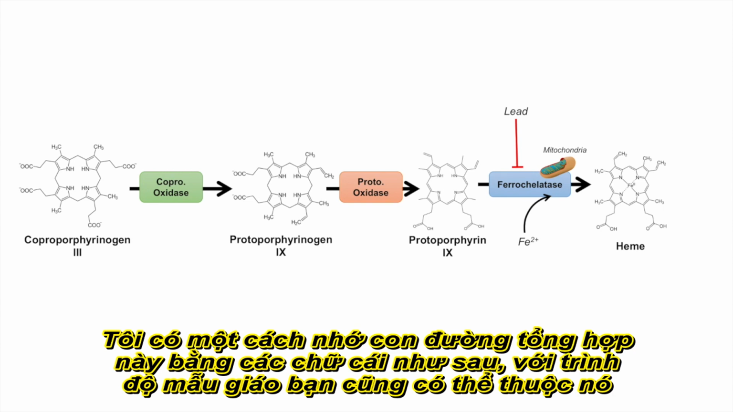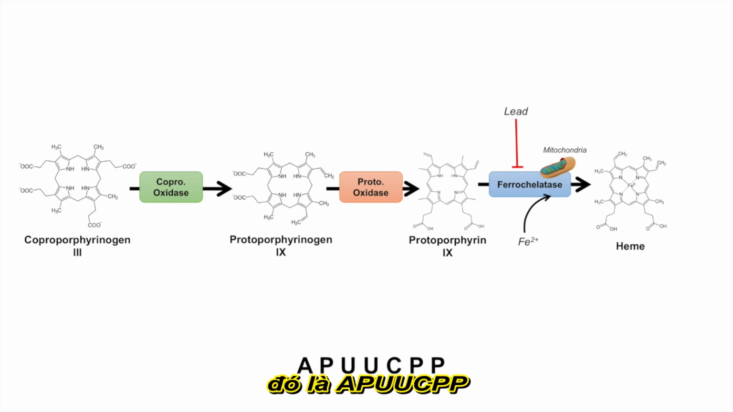An easy way to remember the steps of the pathway, I always think of something called APUC-PP. It's a funny way of remembering it, but the A can stand for aminolevulinic acid. The P can stand for porphobilinogen. The U can stand for uroporphyrinogen 1. The other U, uroporphyrinogen 3. The C for coproporphyrinogen 3. The P, protoporphyrinogen 9. And then the other P, protoporphyrin. And the last one, of course, is heme. So that might help you guys out.